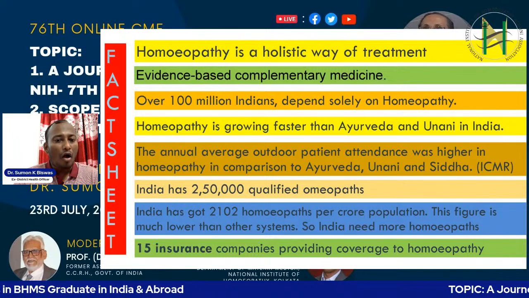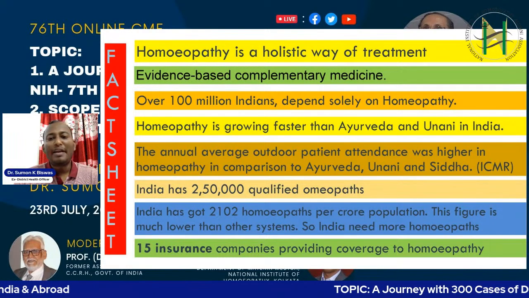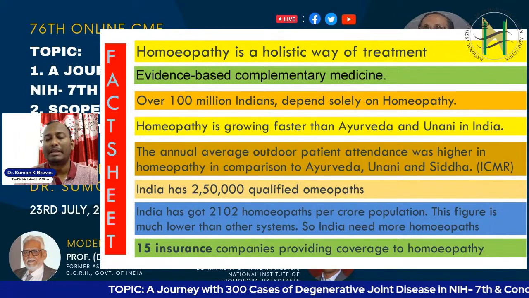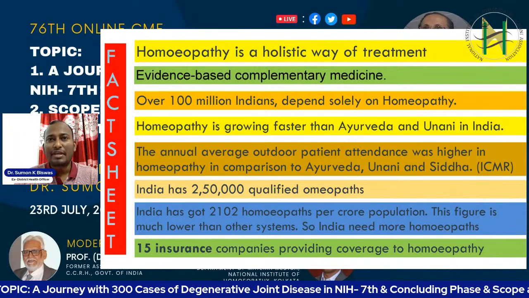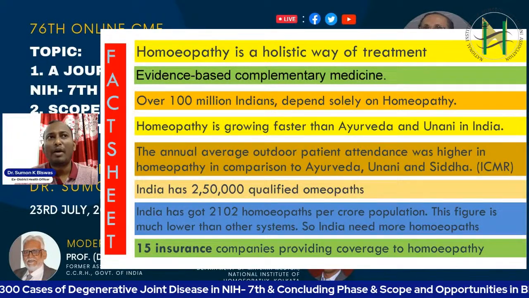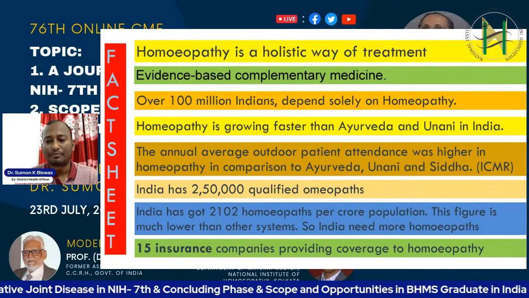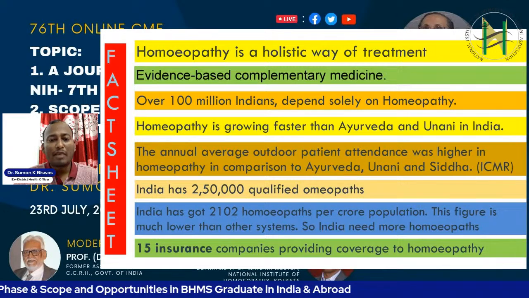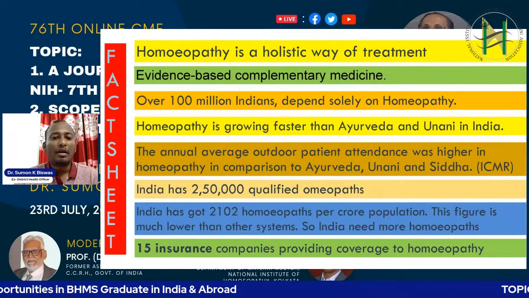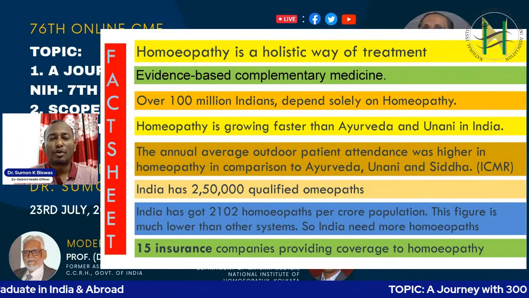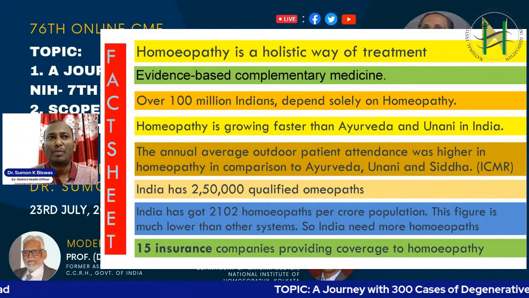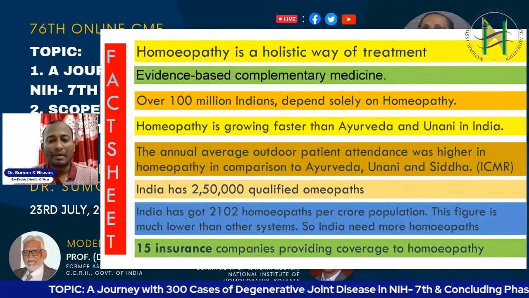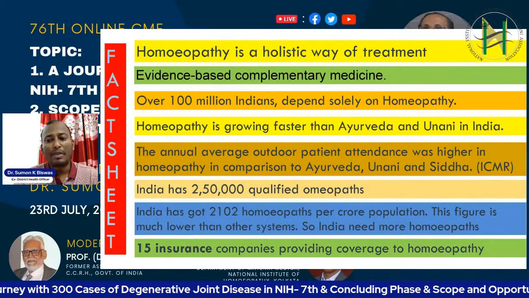In India, around 100 million Indians, which is a huge number, around 10 crores of Indians, solely depend on homeopathy. This paper was published in Lancet 2010, and you may all know Lancet is the best medical journal. So it's a huge number, a mass of population. Solely means they directly go for homeopathy. They do not prefer any other system of medicine. And homeopathy is growing faster than Ayurveda and Unani in India.